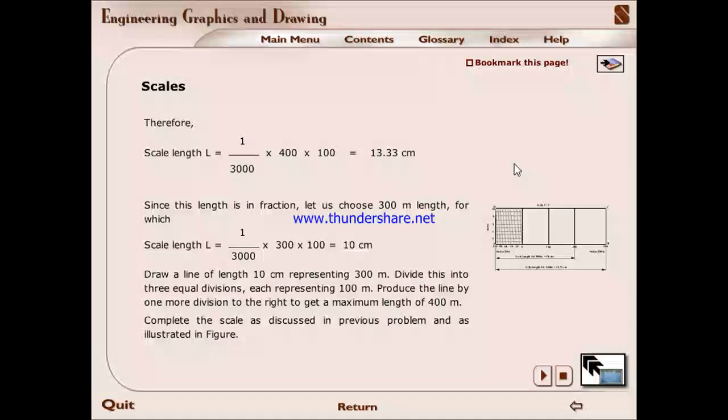Draw a line of length 10 centimeters representing 300 meters. Divide this into 3 equal divisions, each representing 100 meters. Produce the line by one more division to the right to get a maximum length of 400 meters. Complete the scale as discussed in the previous problem and as illustrated in the figure.